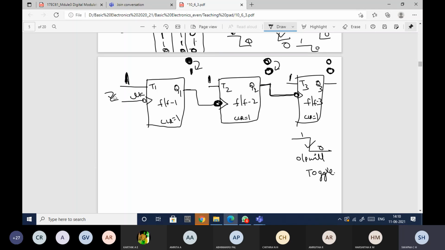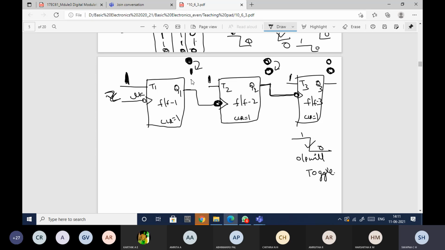Now let me consider again I have given the clock signal. One more clock I have given. All these T1, T2, T3 are fixed at 1. Now I have given 1. So what happens to the output of this Q1? Now the present state is 0 here, 1 here, 0 here, and 0 here. So what happens to the output here?